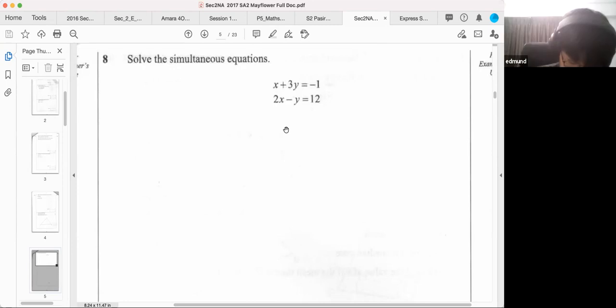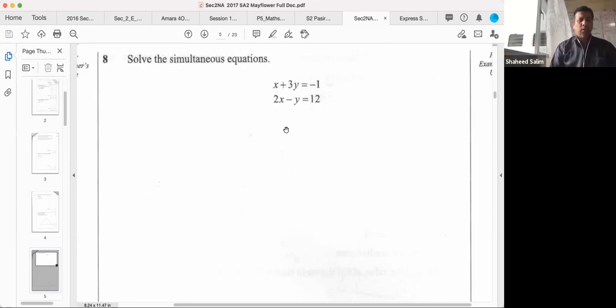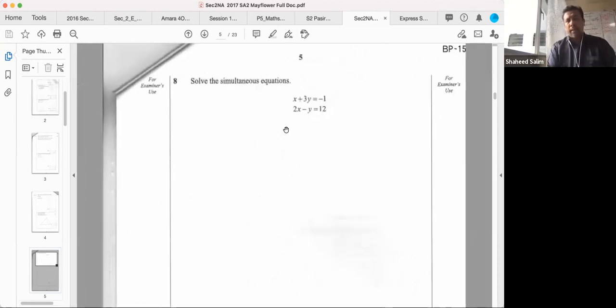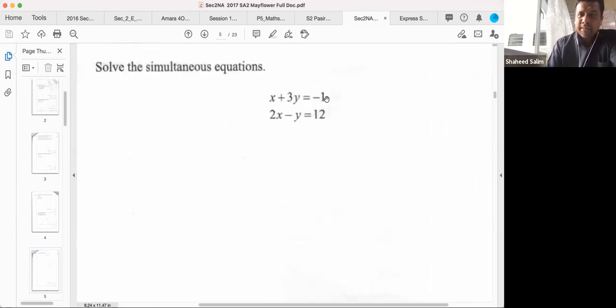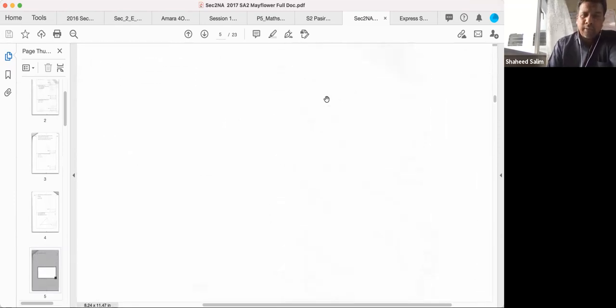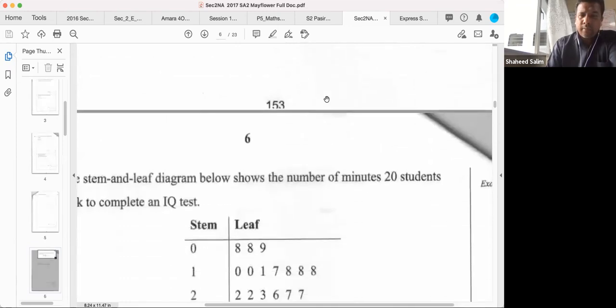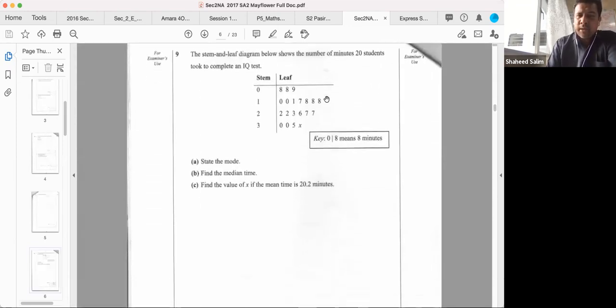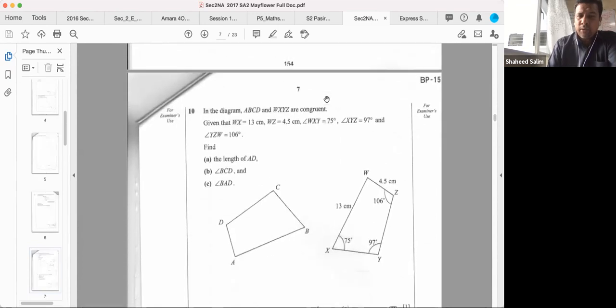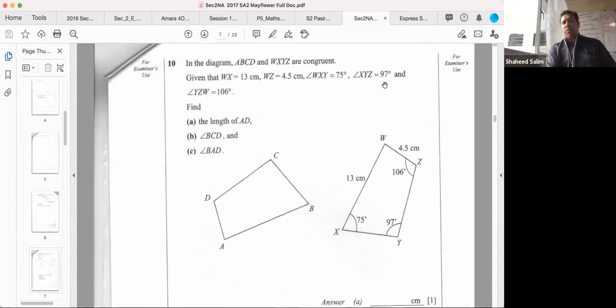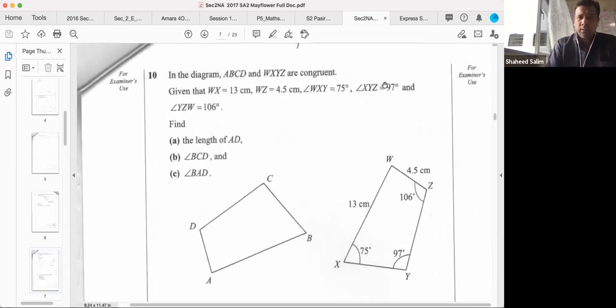x equals 5, y equals minus 2. Well done. So when you solve this, you must remember you are finding the coordinates of a graph, the intersection of two graphs. This one you say don't have, right? 13, 14 don't have. This one, question number 10, is congruency.